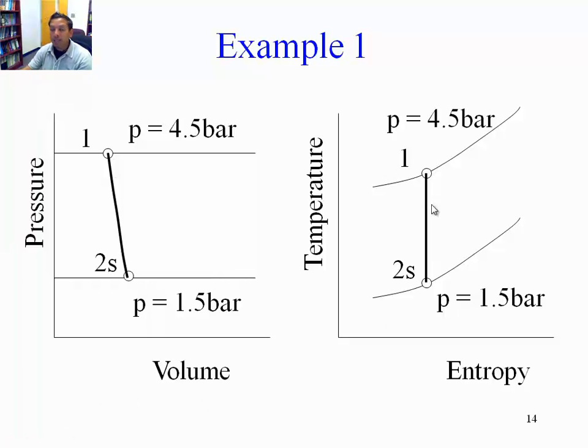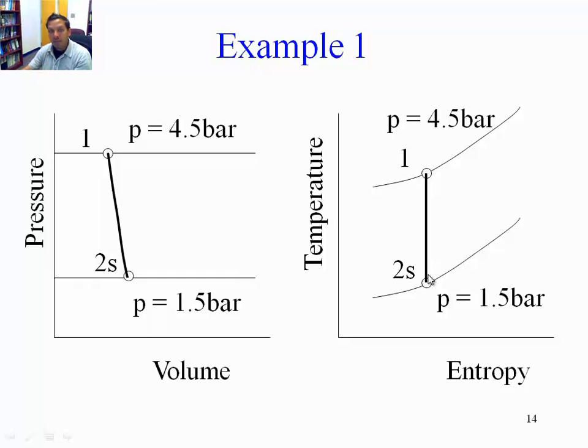In reality, then, point 1 is going to move to another point 2, which is to the right of 2s in the TS diagram. Okay? And it's always going to be to the right because entropy can only increase in adiabatic processes. It would never be to the left. Entropy can never go down in an adiabatic process. At best, it can stay constant, like in the ideal case.